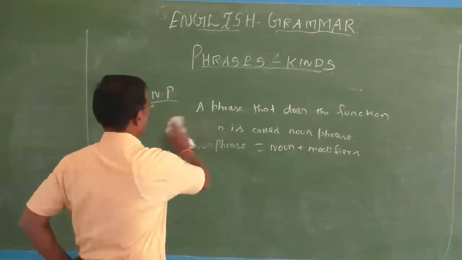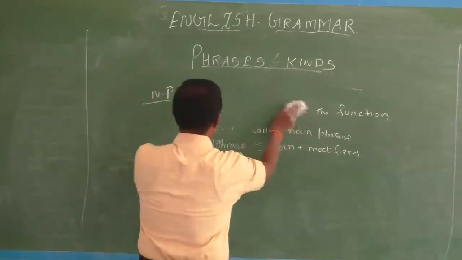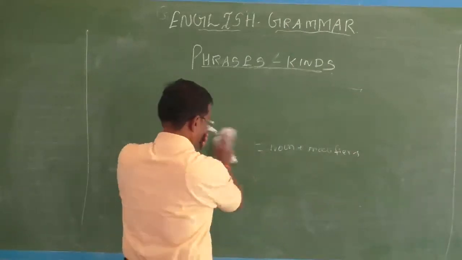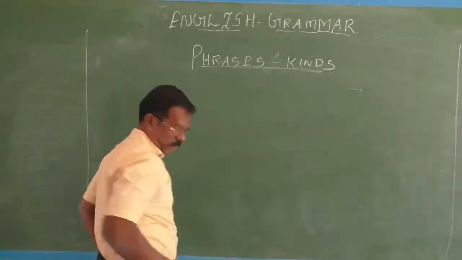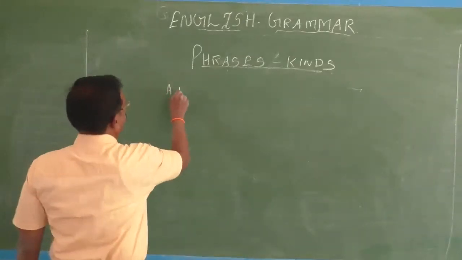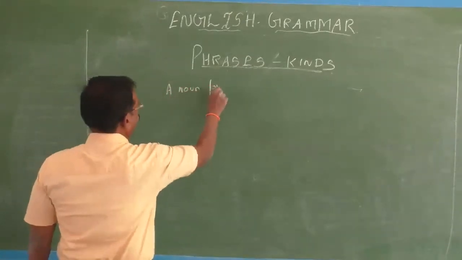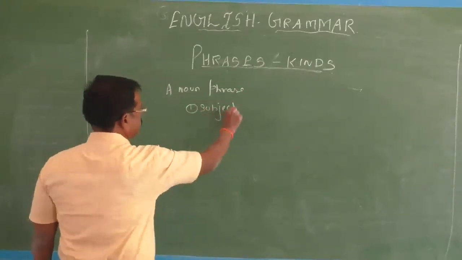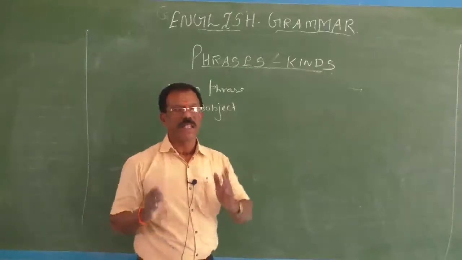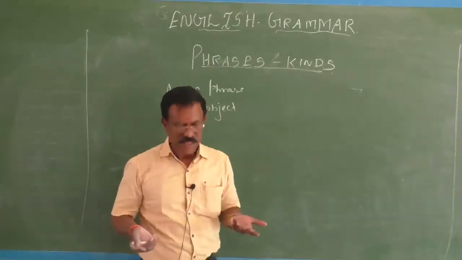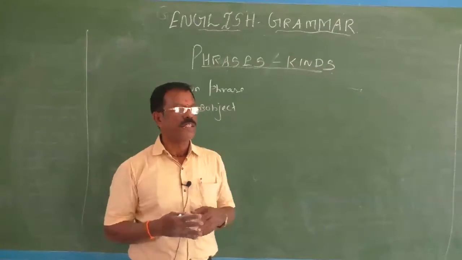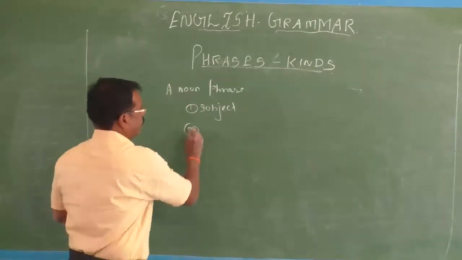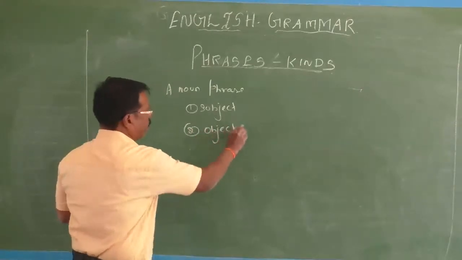Okay, see. So, a noun phrase can be the subject of a sentence. A noun phrase can be used as a subject. How a noun can be used as a subject, in the same way, a noun phrase also can be used as a subject of a sentence. Okay, fine. A noun phrase can be used as an object of a sentence.